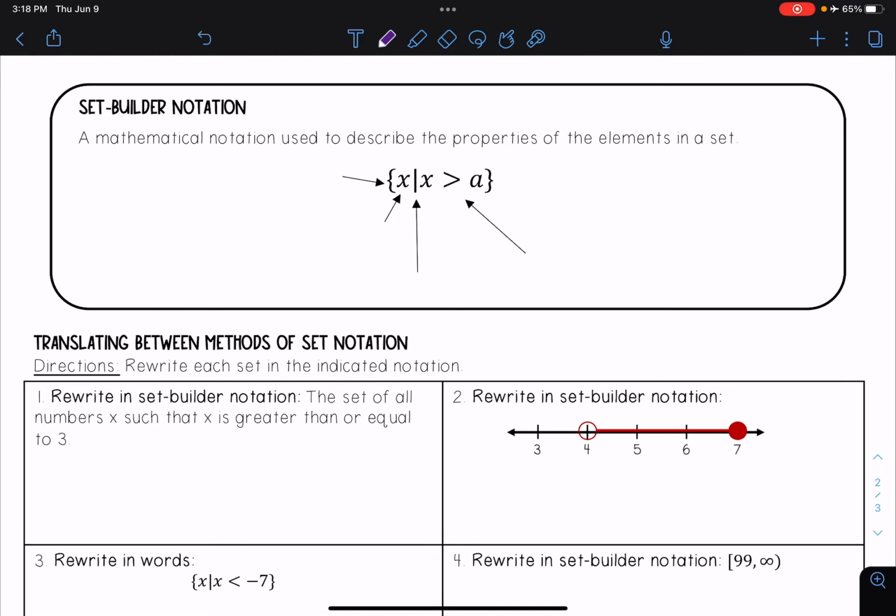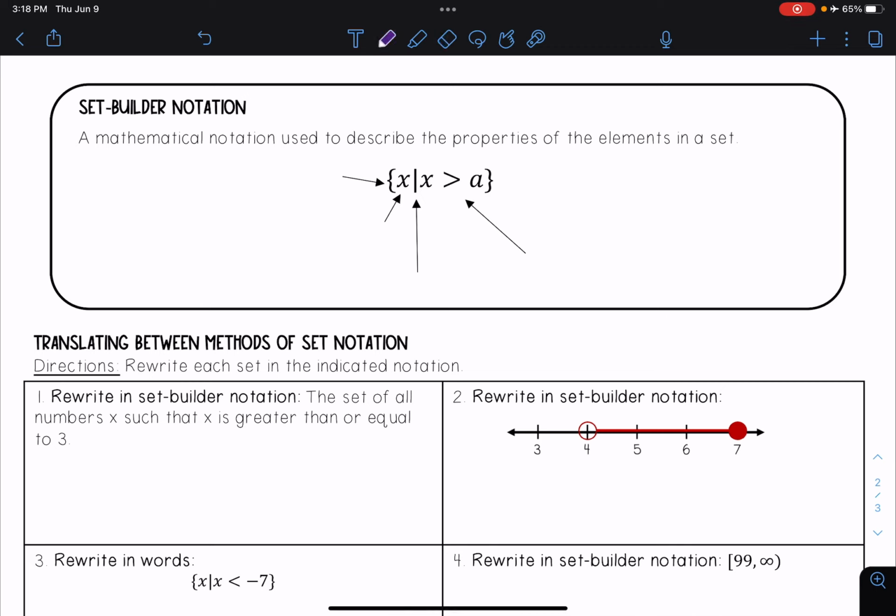In this video, we're going to be talking about set builder notation. This is just another way that we can write an interval or represent a set of numbers. Set builder notation is a mathematical notation used to describe the properties of the elements in a set. It looks something like this, where we have these curly brackets and all of these letters and a property in here. It looks a little bit confusing, but this is how you should be reading it.